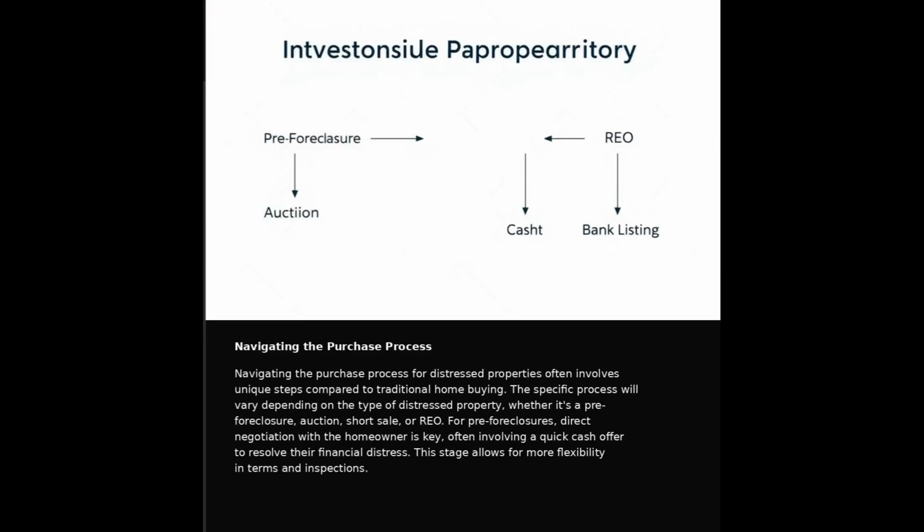Navigating the purchase process for distressed properties often involves unique steps compared to traditional home buying. The specific process will vary depending on the type of distressed property, whether it's a pre-foreclosure, auction, short sale, or REO. For pre-foreclosures, direct negotiation with the homeowner is key, often involving a quick cash offer to resolve their financial distress. This stage allows for more flexibility in terms and inspections.